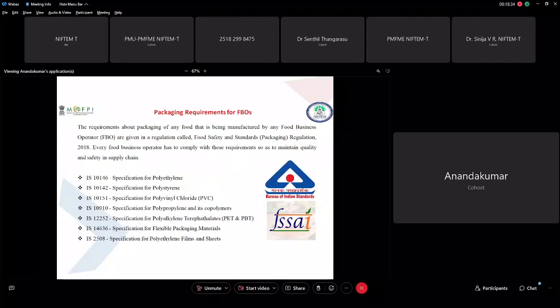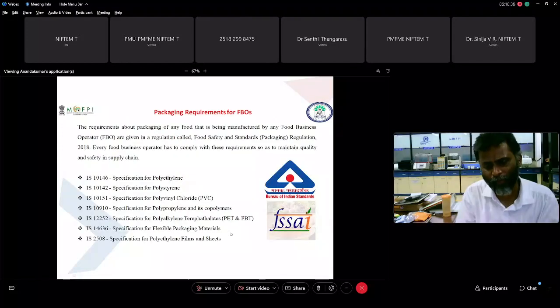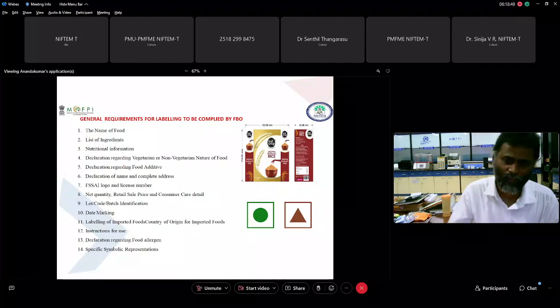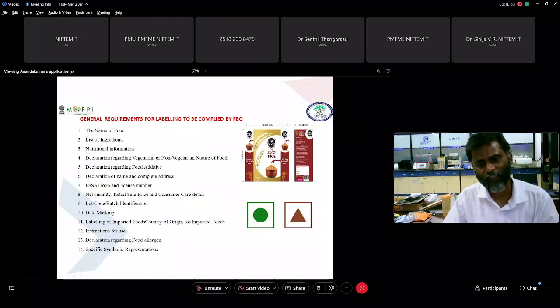Another mandatory thing to sell the product in the market is the labeling standards, which you have to follow. There are 10 to 14 parameters that have to be printed on the labels whenever you sell the product in the market. These are the things applicable for value-added products.